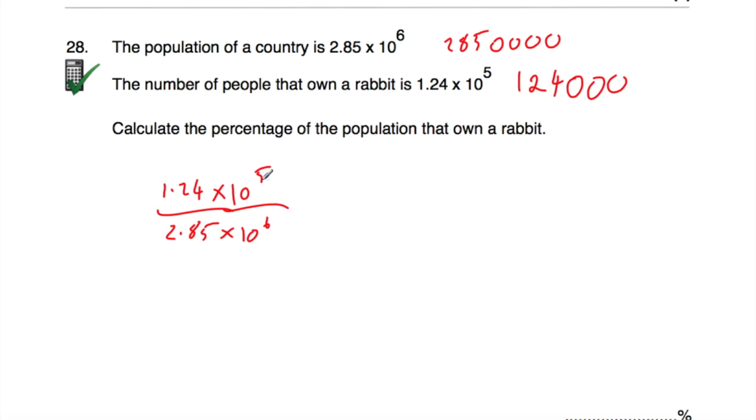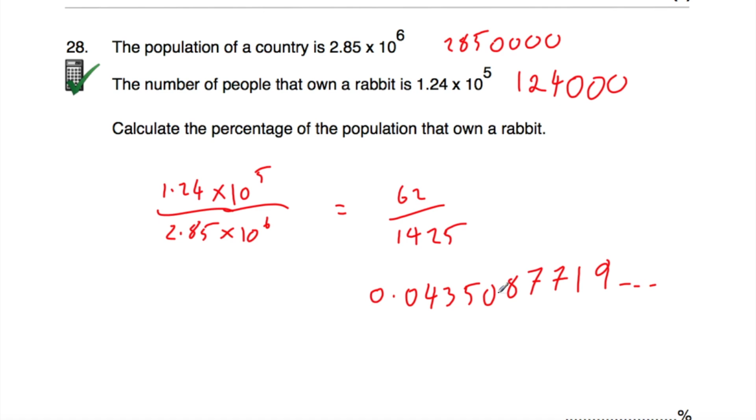Now, because it's a calculator question, I'm going to just type this into my calculator. On the numerator, I'm going to type in 1.24, then the standard form button, and then 5, and then on the denominator, 2.85, the standard form button, and 6. Whenever I type that into the calculator, it comes up as 62 over 1,425. So that's what it comes up as on the calculator display, so it's cancelled it down for us. Now we want it as a percentage, so I'm just going to change it to a decimal on my calculator. So it comes up as 0.04350877719 and so on. So that's it as a decimal.